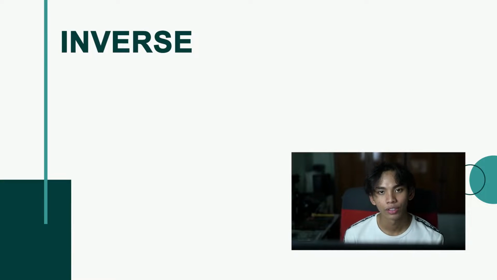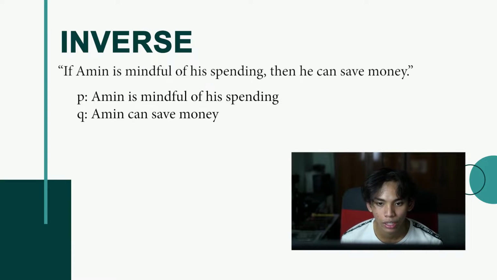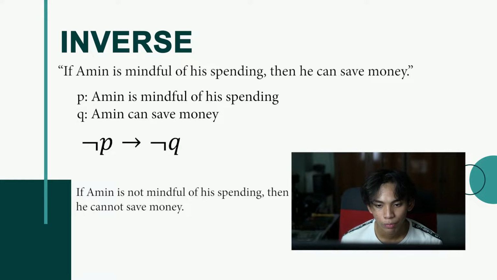Next is inverse. We know that Amin is mindful of his spending is P and Amin can save money is Q. We know that this is P implies Q. For inverse, simply put negation on both sides. It will be not P implies not Q. And the answer will be, if Amin isn't mindful of his spending, then he cannot save money.